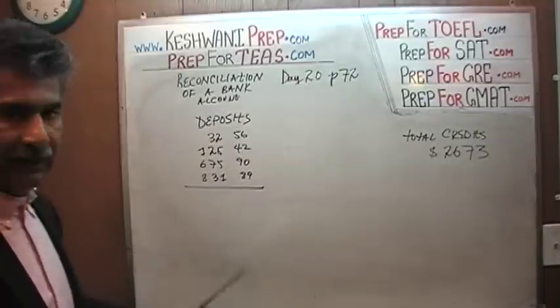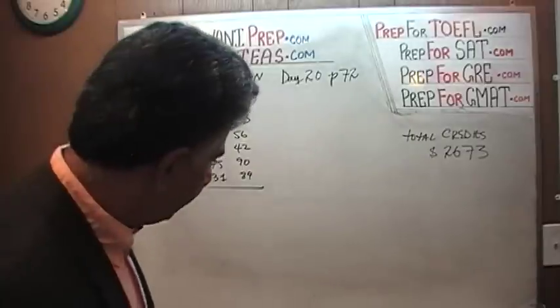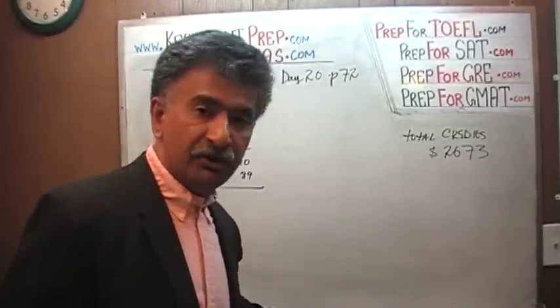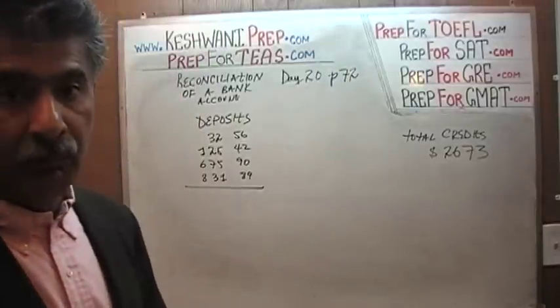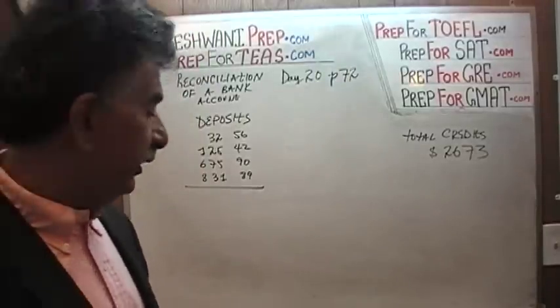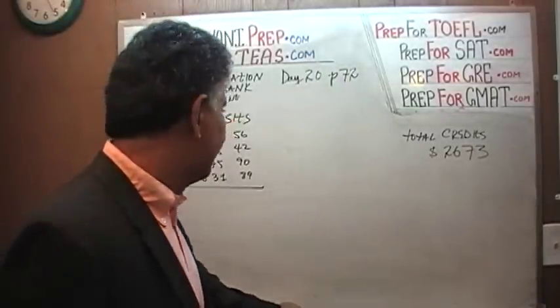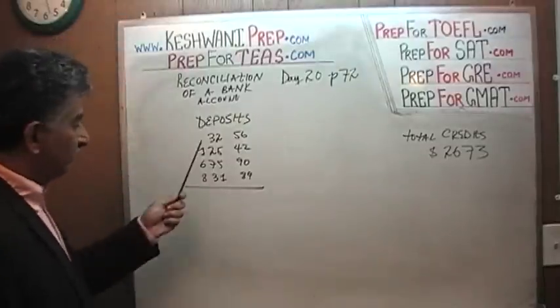675.90, 831.89. Now in the real exam, listen carefully, obviously you do not have a luxury of doing the precise calculation because it will take forever. You have to approximate, which is exactly what we're going to do here. We're not going to waste our time doing the precise calculation, we're going to approximate.